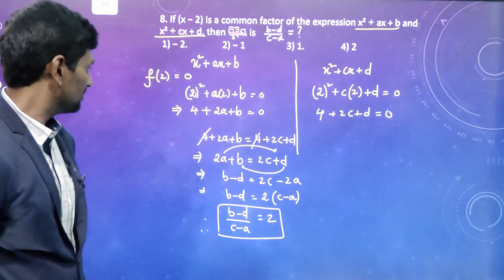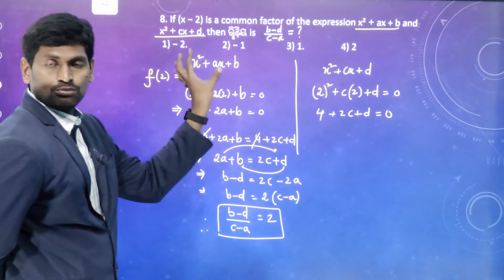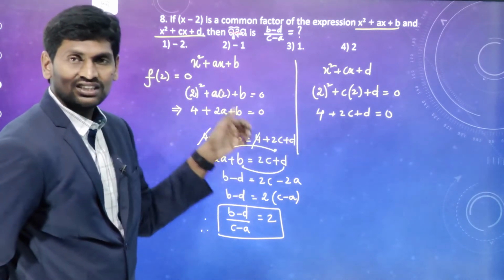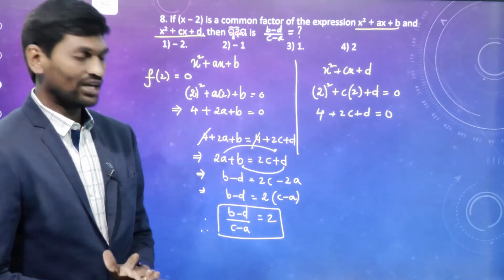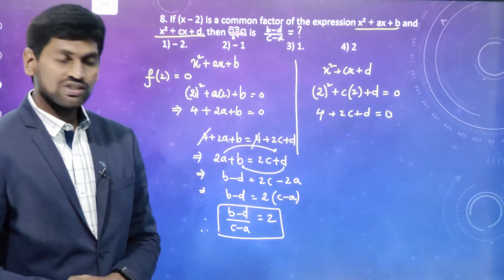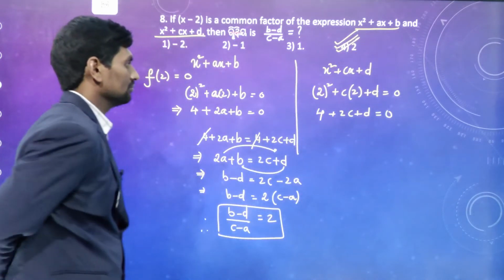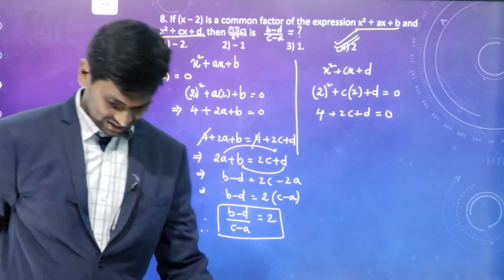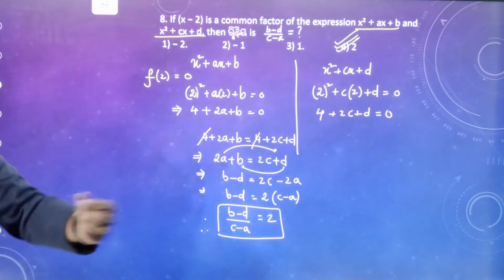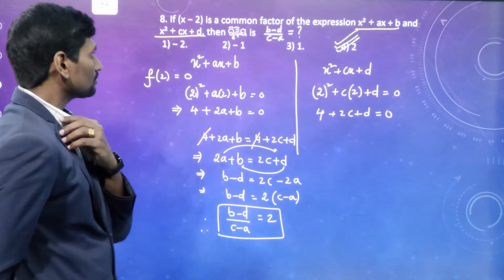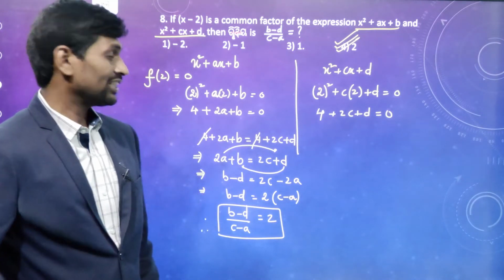Okay? I just substituted the 2 value in both the polynomials, or both the expressions. Then I simplified and made them equal. Then I found the condition b minus d by c minus a is equal to 2. Very easy and simple to calculate. Shall we move to the next problem?